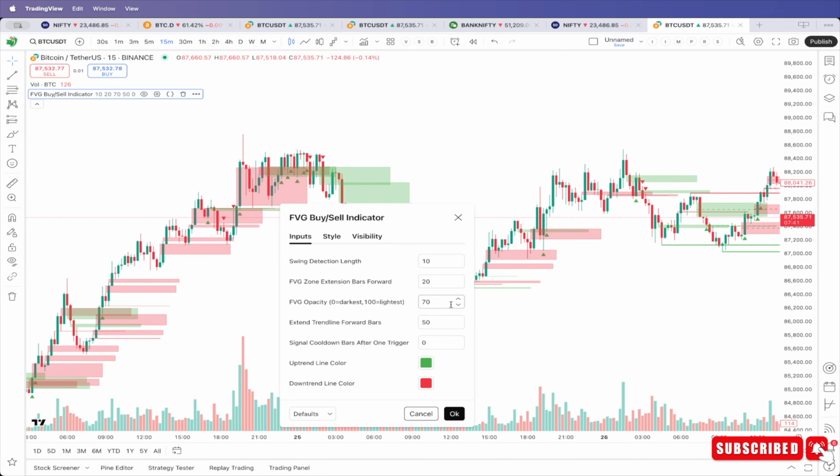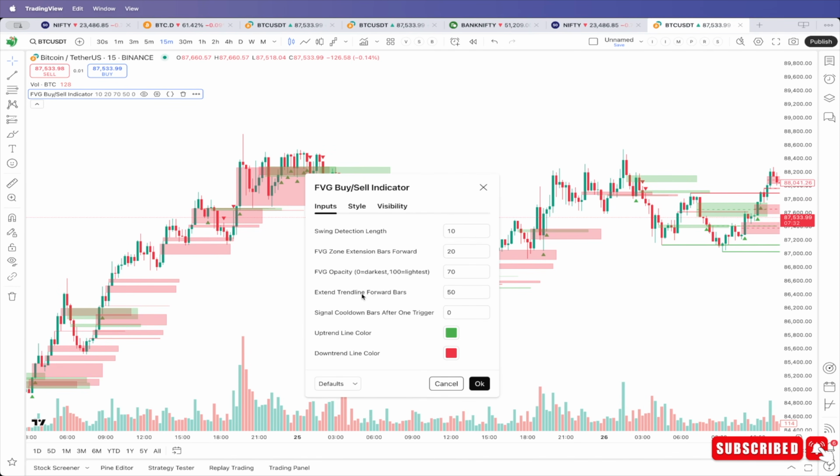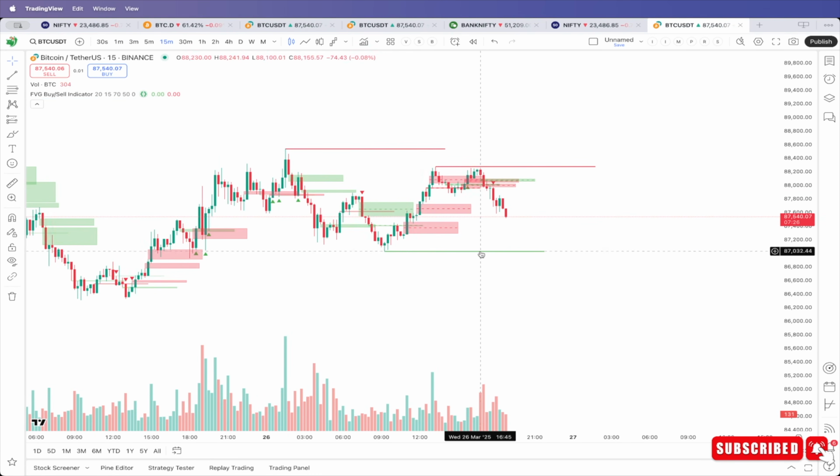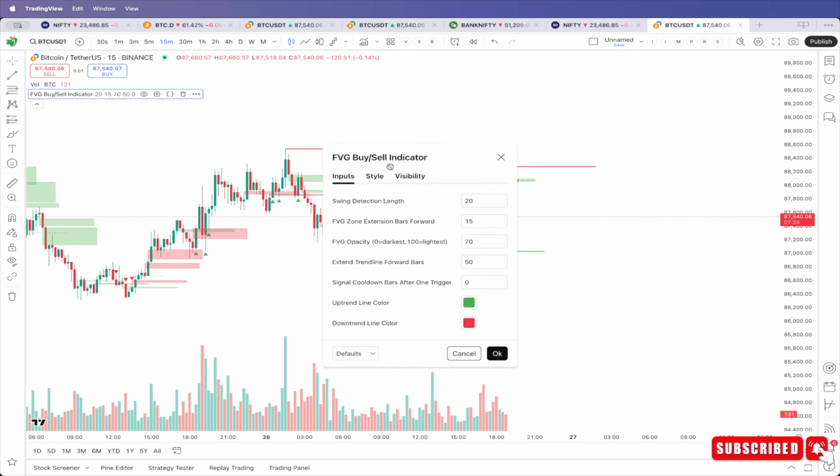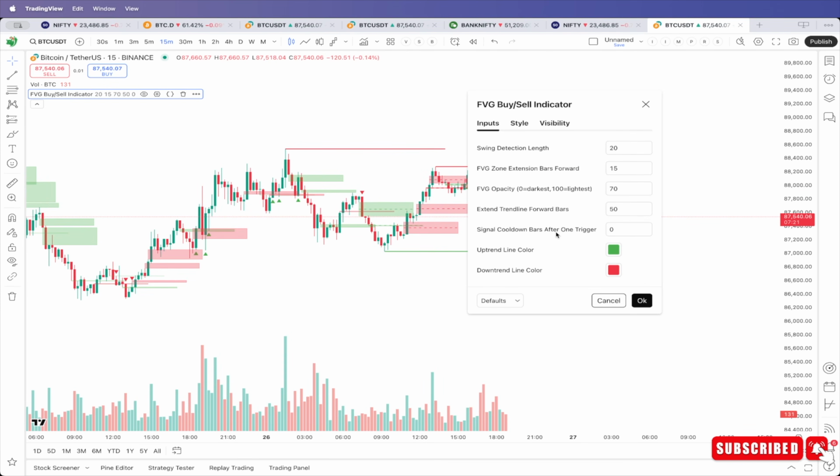This is the opacity. You can change the opacity, basically the darkness and the lightness of the color. Okay, and this is the extend forward lines that I have set to 50. This is basically for these lines. Okay, these are the settings, and I have put a signal cooldown period as well.